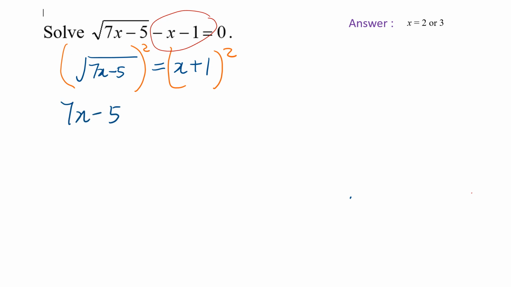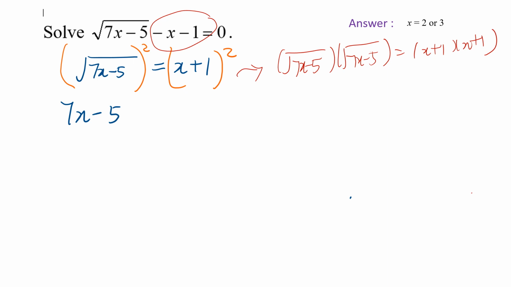Right, so what is happening here is, when you say square both sides, it means you are just taking this thing and multiplying it with itself again. That is what it means to square both sides. So if you recall, the square root of a times the square root of a will give you a. So when you square both sides, the square root sign will just be gone, leaving only my 7x minus 5.